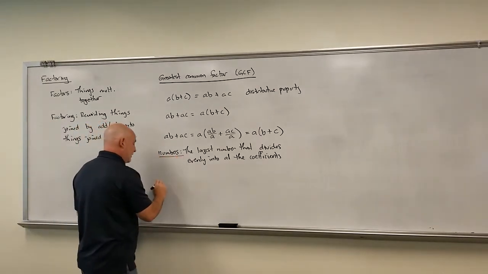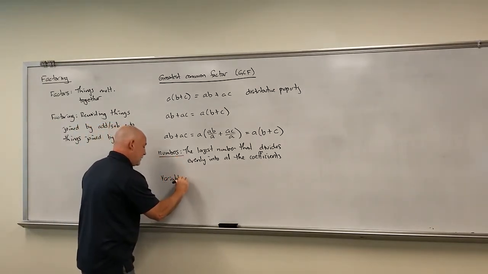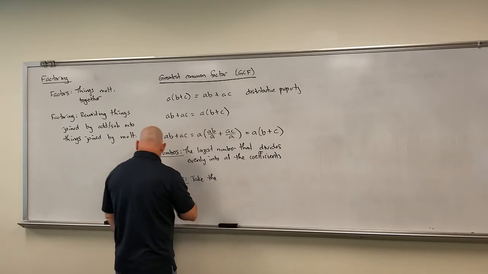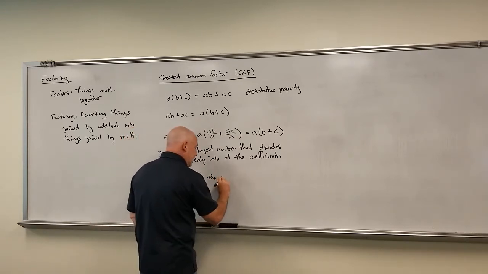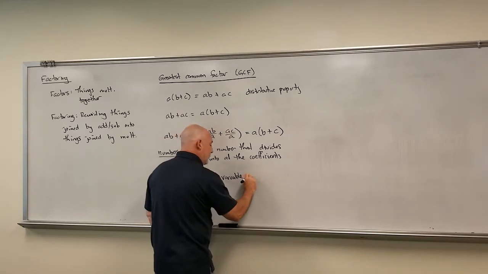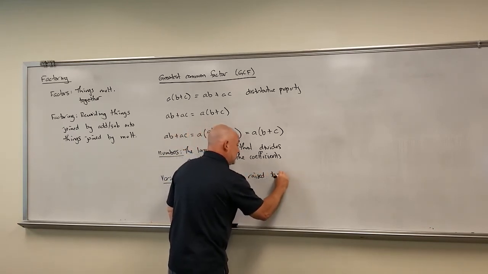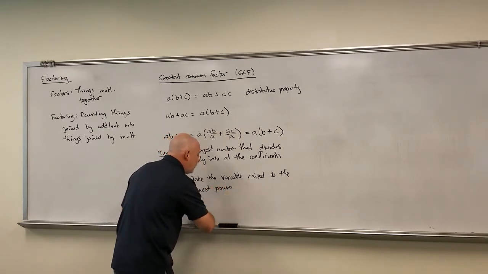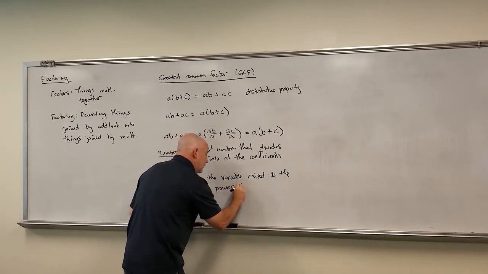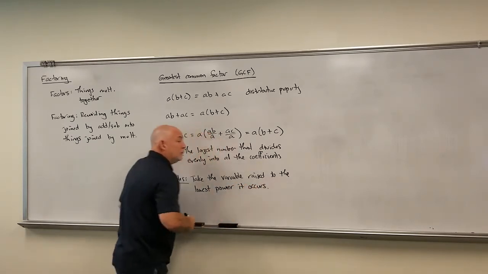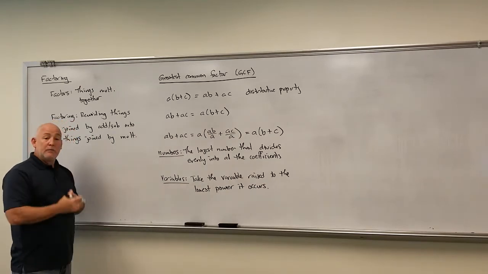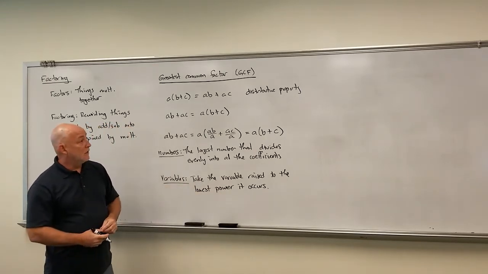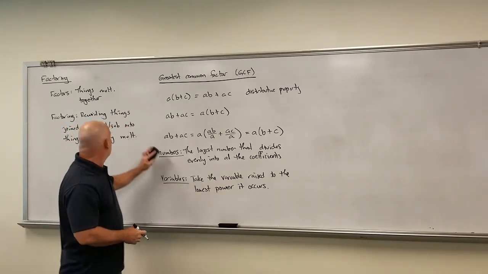For our variables here, we'll take the variable raised to the lowest power it occurs. So basically, if they all have some power of x, we'll be able to bring out some x's. Now, how many x's will we be able to bring out? Well, it's going to be the lowest power we see on any of the x's. Okay, so let's start back over here.